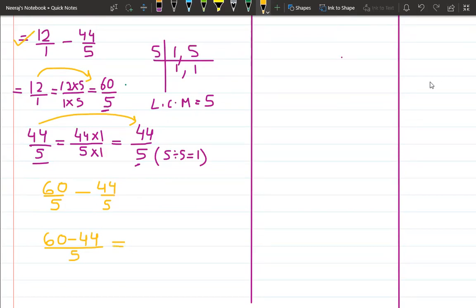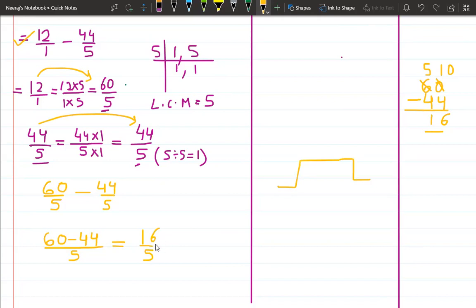Now you have to subtract 60 minus 44. So 60 minus 44: 10 minus 4 is 6, and here we will have 5 minus 4 is 1. So you will get 16 by 5. What is left is that you have to convert it into a mixed fraction, because it is an improper fraction.